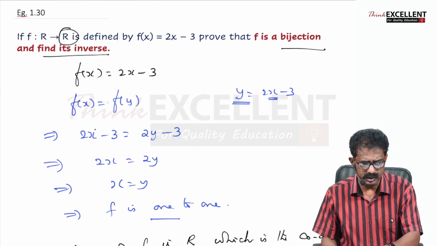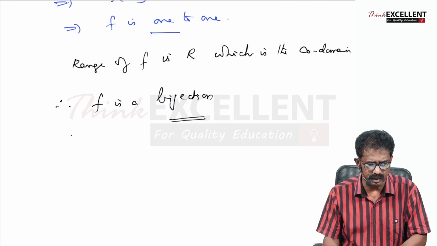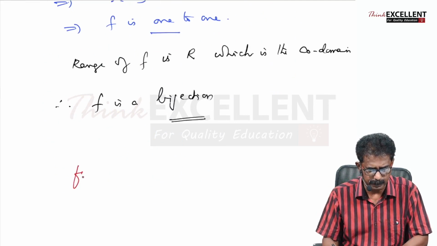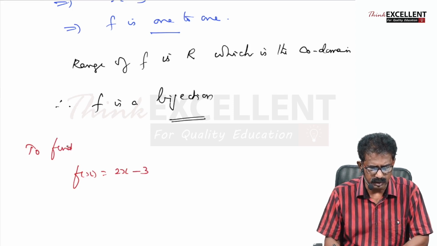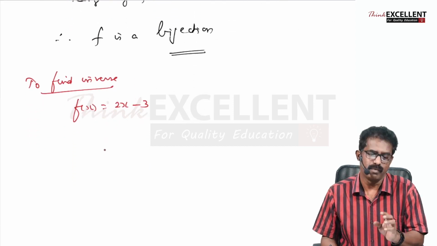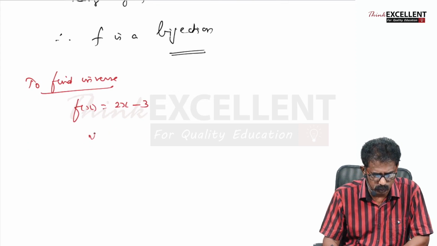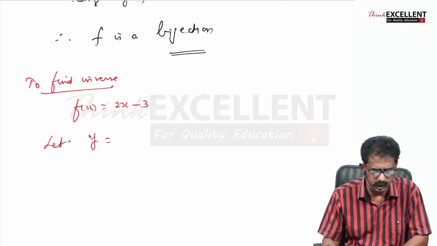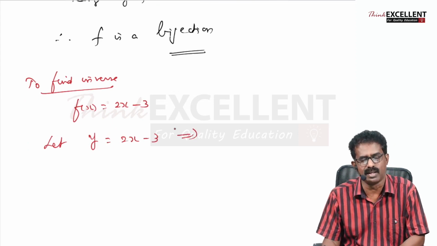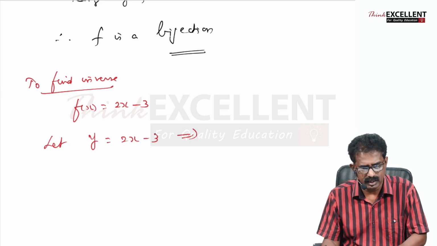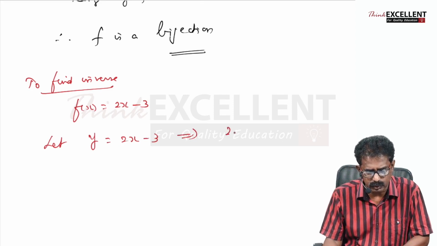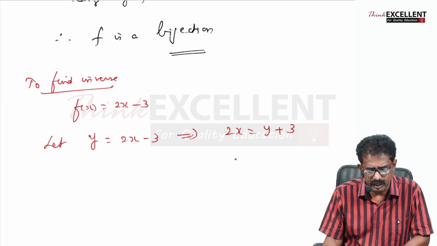Now find the inverse. So we start with f of x equal to 2x minus 3. So this is to find the inverse. Earlier I said how to find the inverse. What do you do? Instead of f of x you take it as y. So let y equal 2x minus 3. From this expression you find the x value, that's all. So take minus 3 to the other side. So 2x is equal to y plus 3, or x is equal to (y plus 3) by 2.